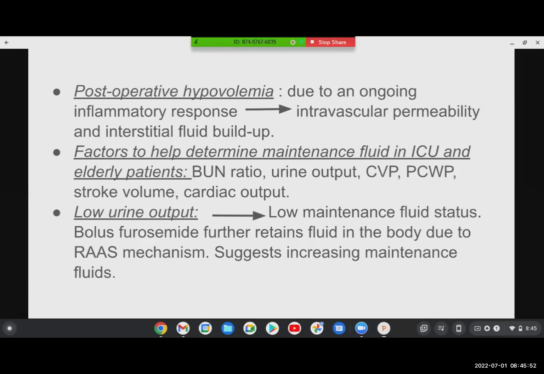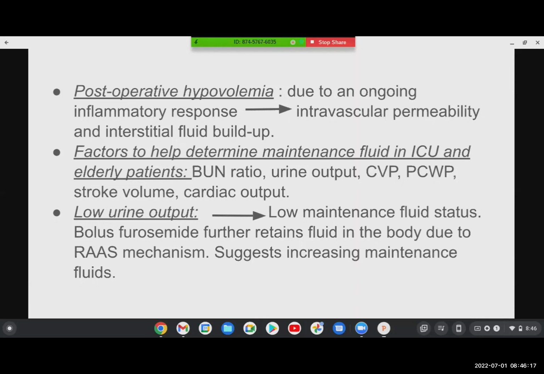The other factors are urine output, which gives a direct measure of hypovolemia status in the body, central venous pressure, pulmonary capillary wedge pressure, stroke volume, and the cardiac output. So low urine output basically is a picture of low maintenance fluid status.